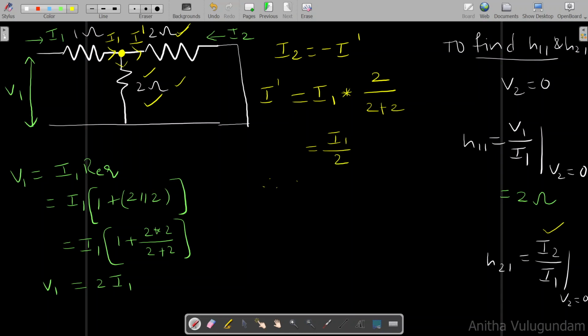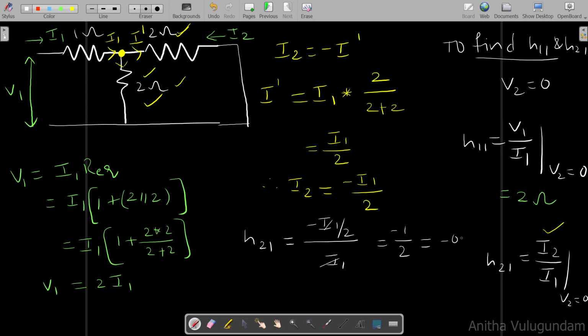Therefore, I2 equal to minus I dash, that equals minus I1 by 2. And now we can easily write H21 equal to I2, where I2 is minus I1 by 2, divided by I1. I1 gets cancelled, minus 1 by 2, which is equal to minus 0.5. H21 is a current gain parameter, so it is a dimensionless quantity.